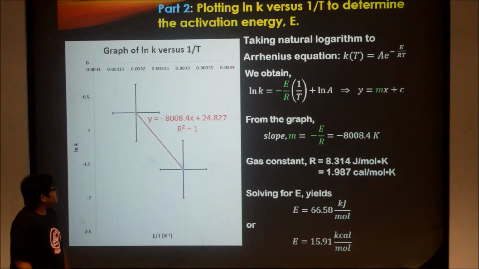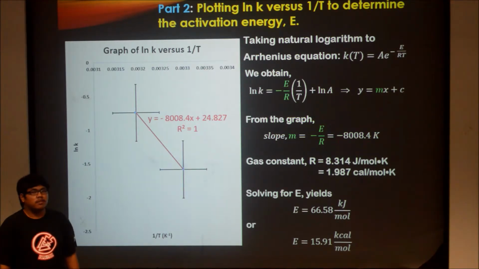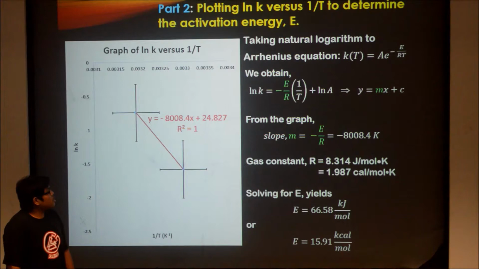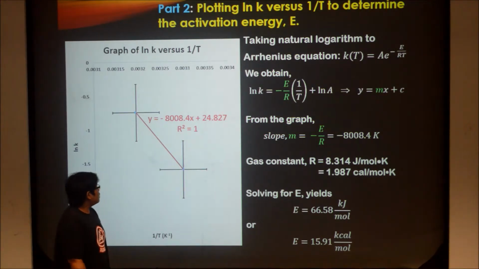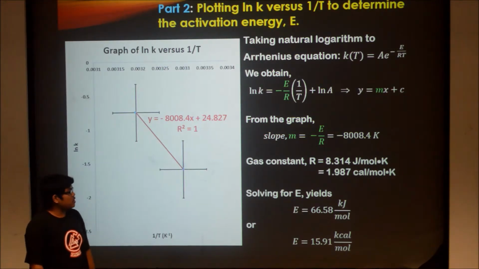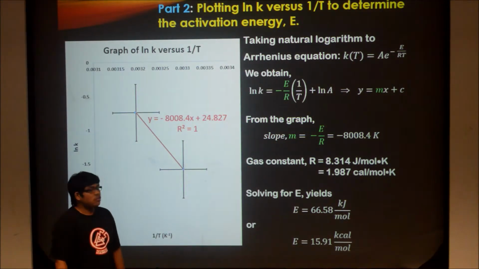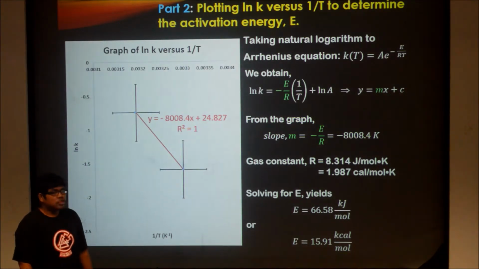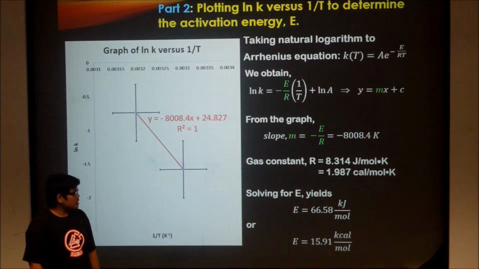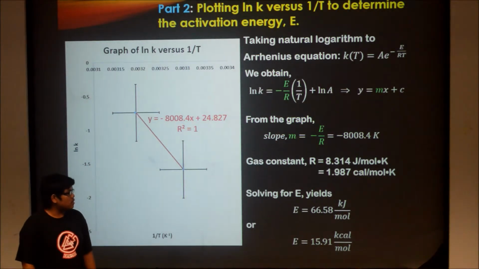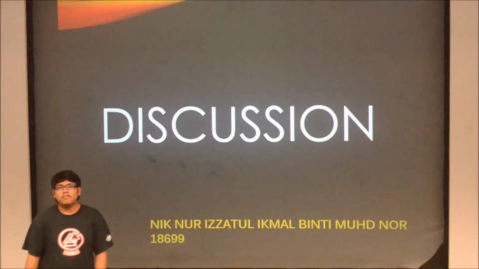From the plot, we obtain the equation of the straight line, y equals negative 8008.4x plus 24.827, and we equate the slope of the straight line to negative E over R. Solving for E, we obtain the activation energy as 66.58 kilojoule per mole or 15.91 kilocalories per mole. That's all from my part.